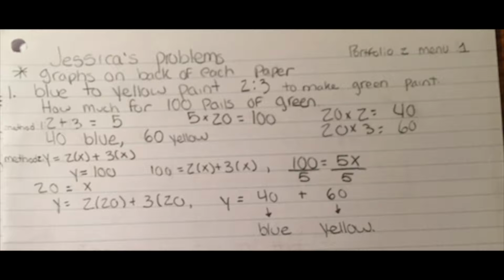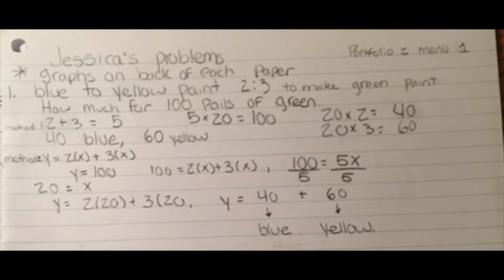For the first menu task of Portfolio 2, I solved Jessica's problems. For the first question, I was asked to solve, if I had a ratio of 2 to 3 blue paint to yellow paint to make green paint, how much of each color of paint would I need to get 100 pails of green paint? It asks you to solve it using two different methods.